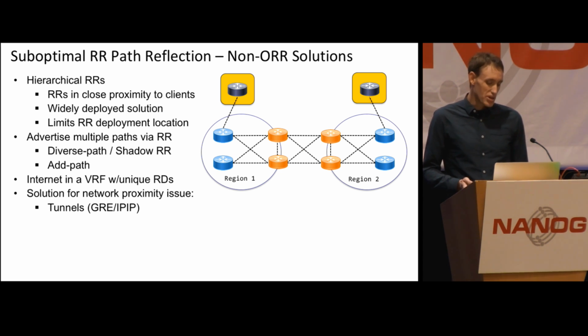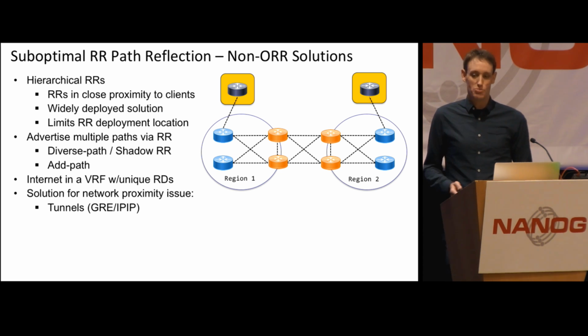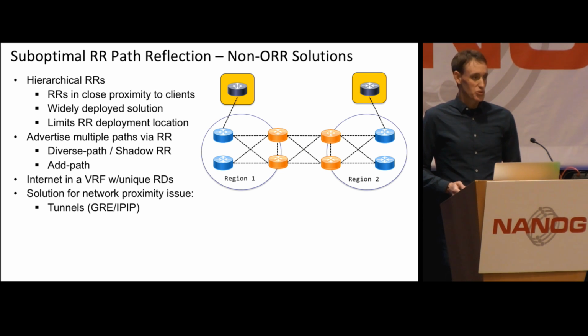I give a couple here: diverse path and shadow route reflectors, and add path. You can really group those into the same type of solution, which is I'm just going to advertise more paths to my client, and I'll let my client figure out the best path. So the route reflector is not really doing anything special in those cases. It's just that if that client has more paths to choose from, it can make that choice. So in my simple network example, I could simply run add path with 2 paths, and it solves that network issue.